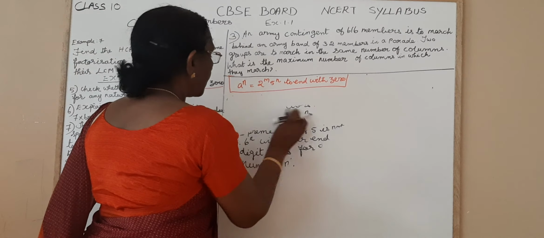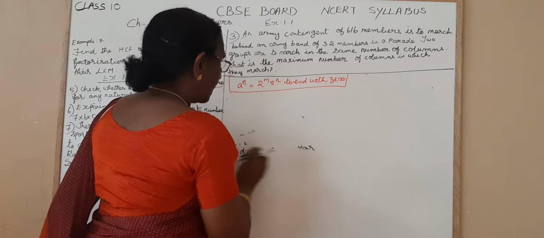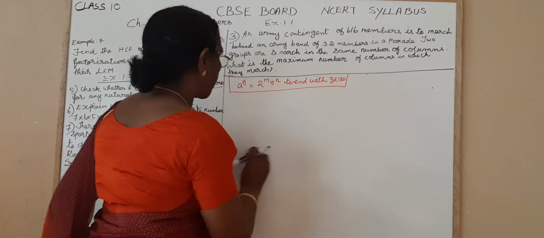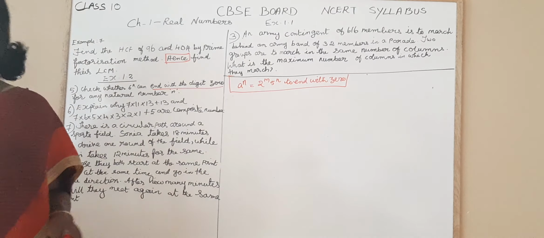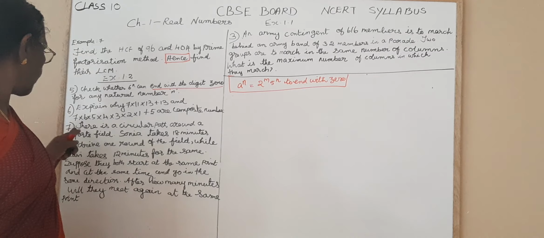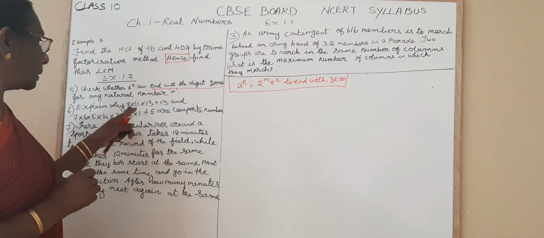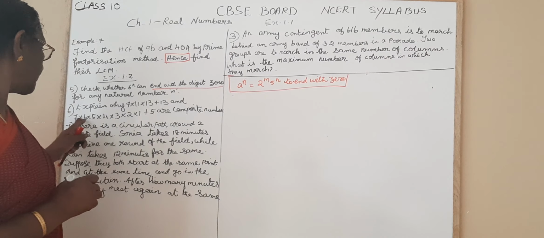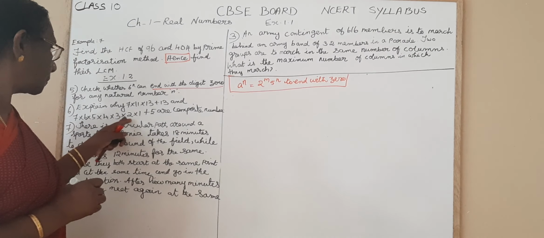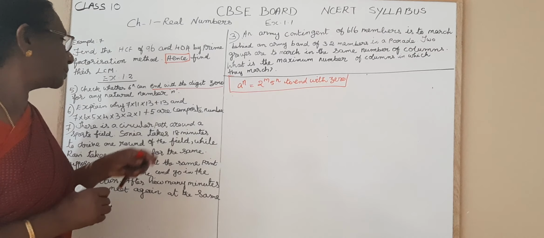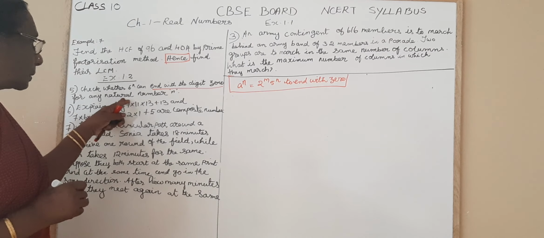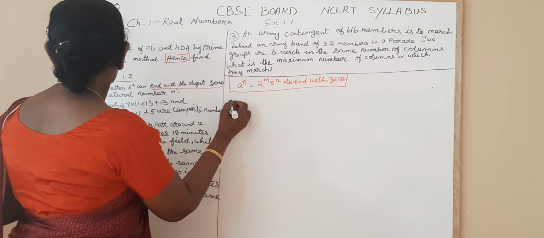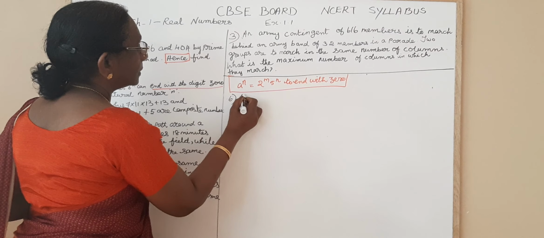Now, sum number 6, in exercise 1.2. What's the question? Explain why 7 into 11 into 13 plus 13 and 7 into 6 into 5 into 4 into 3 into 2 into 1 plus 5 are composite numbers. So first let us do this sum, then we'll move to the second one. So this is sum number 6. First one.